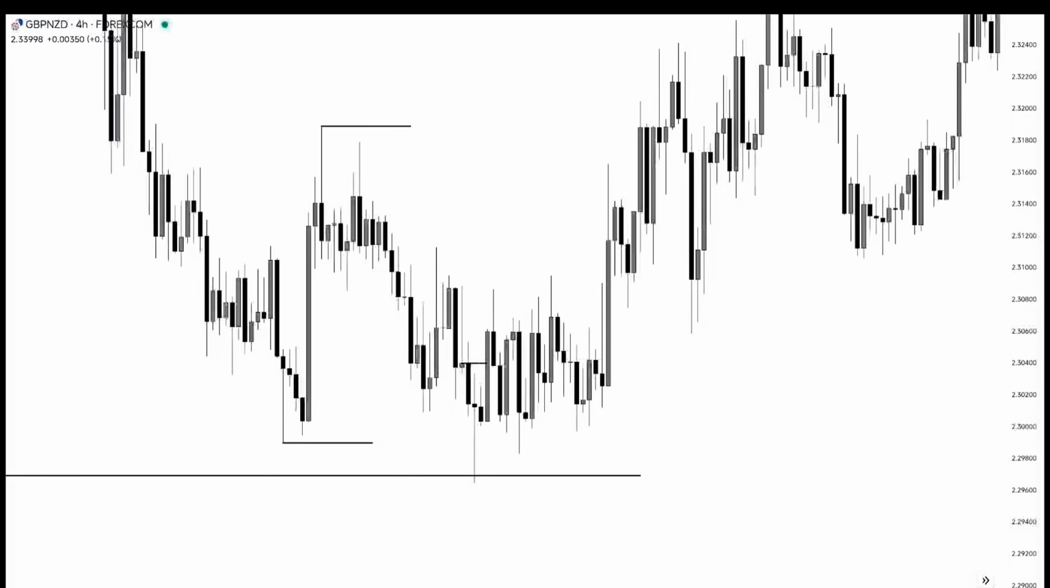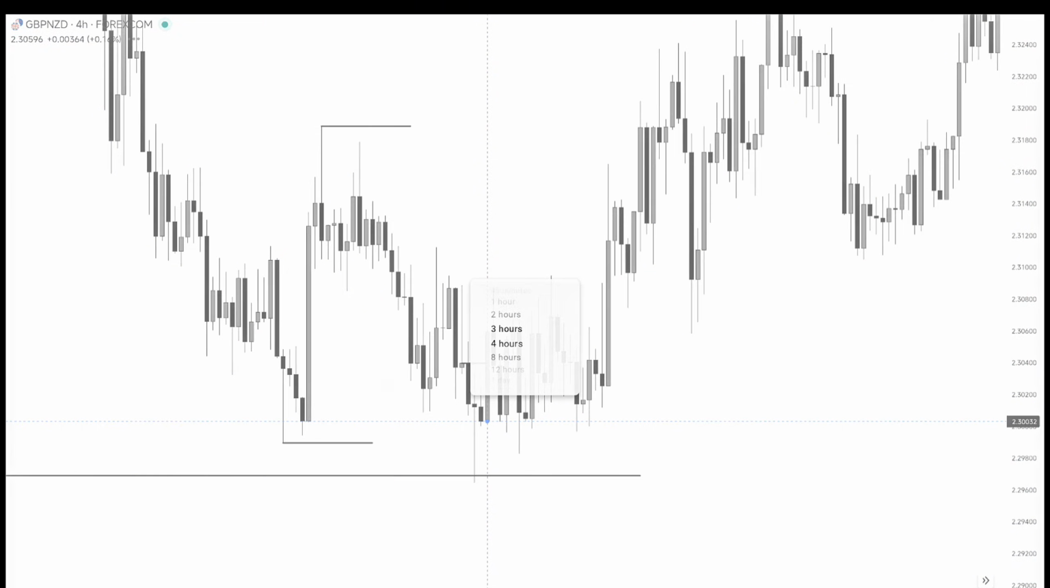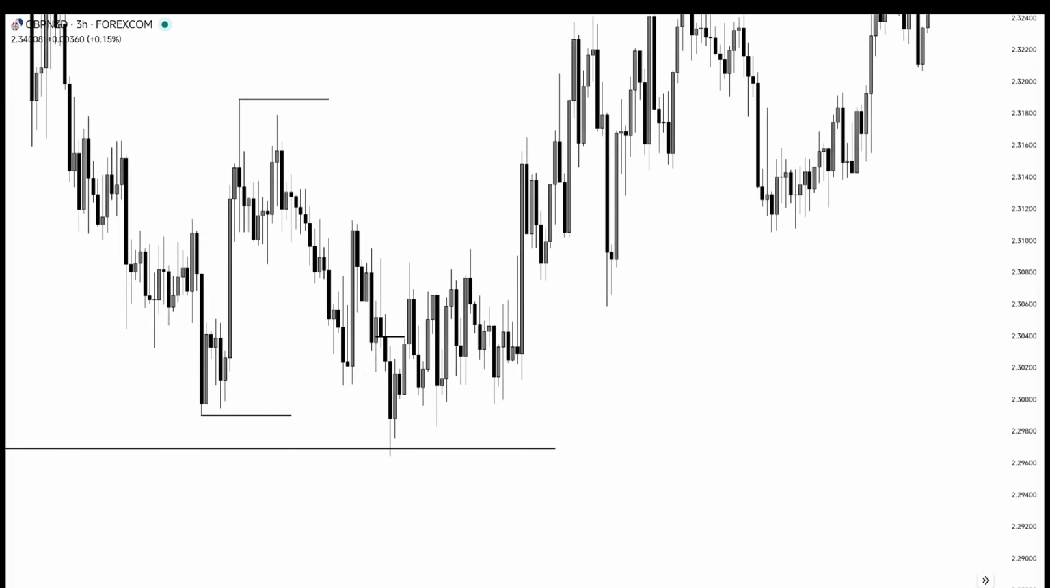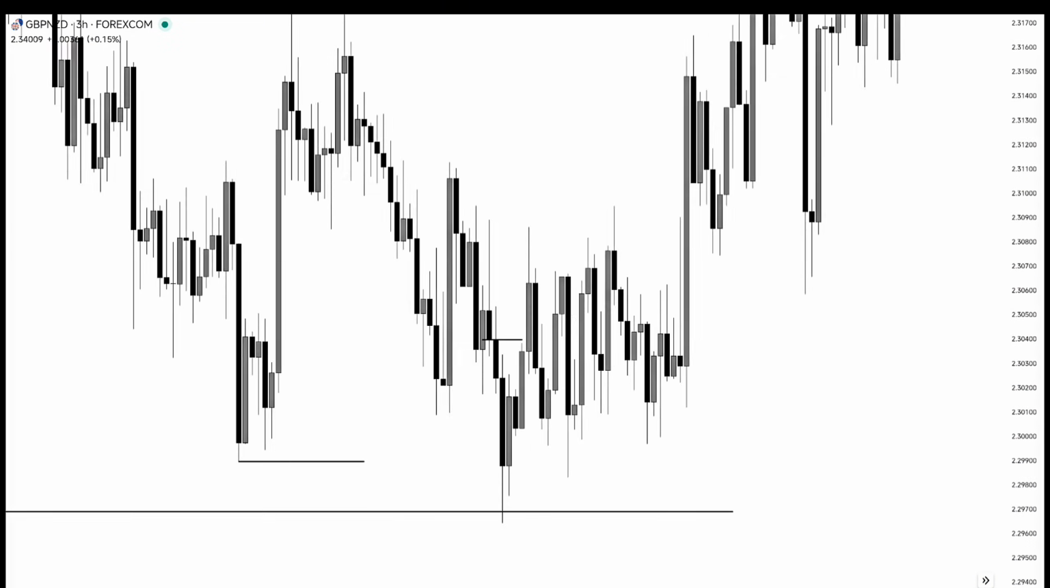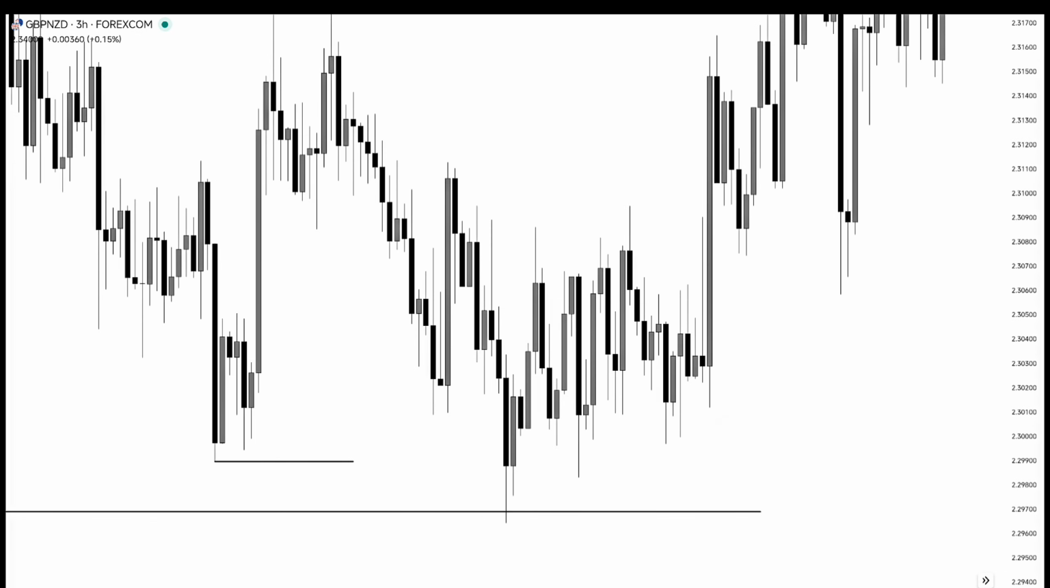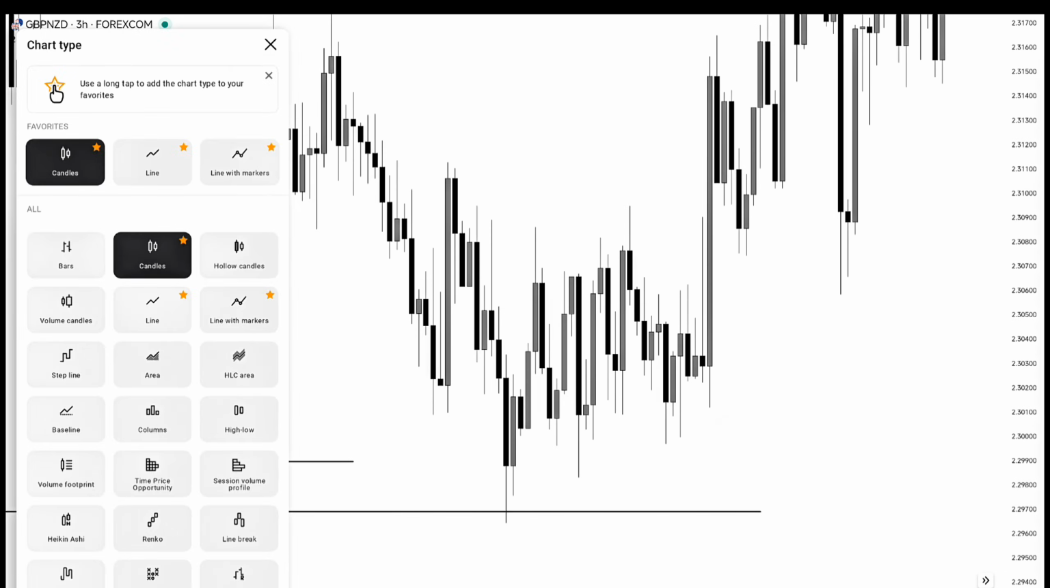Whenever you have a rejection and a very long wick, try to investigate that particular wick. Is it a body on a lower time frame, or is it just a wick all through? So now let's switch to a lower time frame, like the 3 hour time frame here. See, that is actually a body on the 3 hour time frame, and we have a very clear structure on the 3 hour time frame.